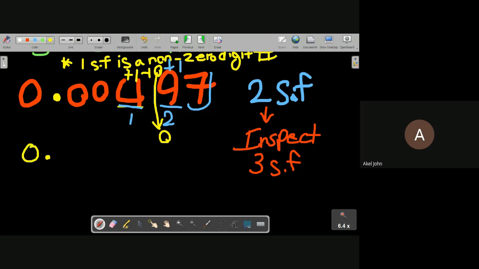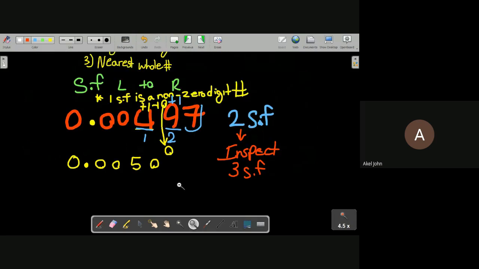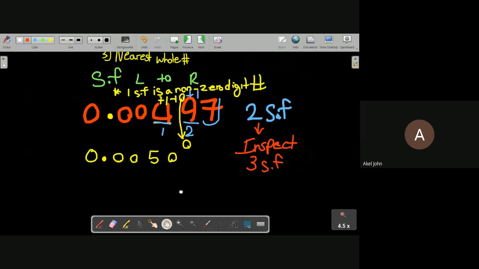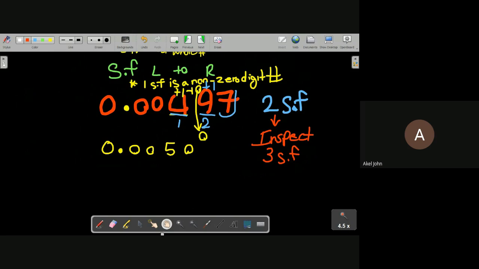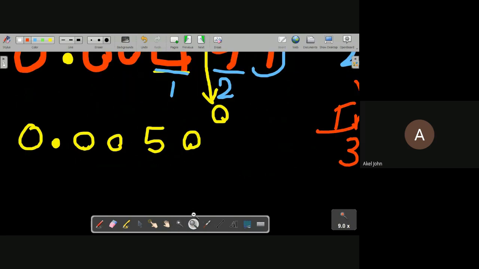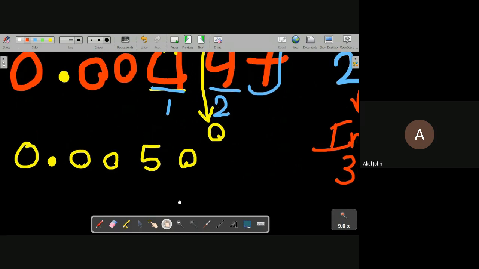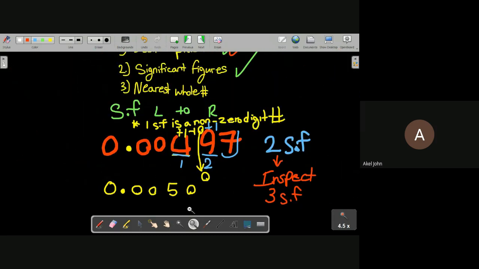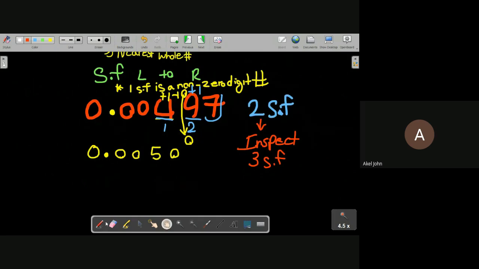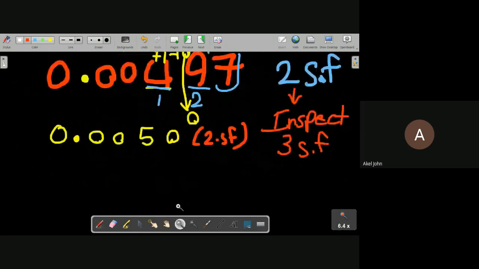So let's rewrite what we would have had. 4 plus 1, that would be 5, and the 9 took the place of a 0, and this would be our answer. That is to 2 significant figures. Let's look at some more examples.